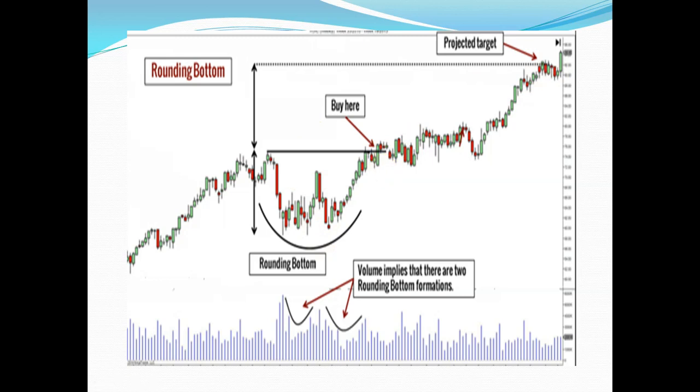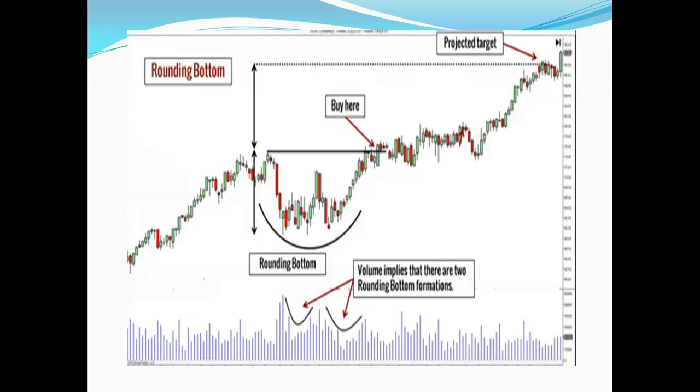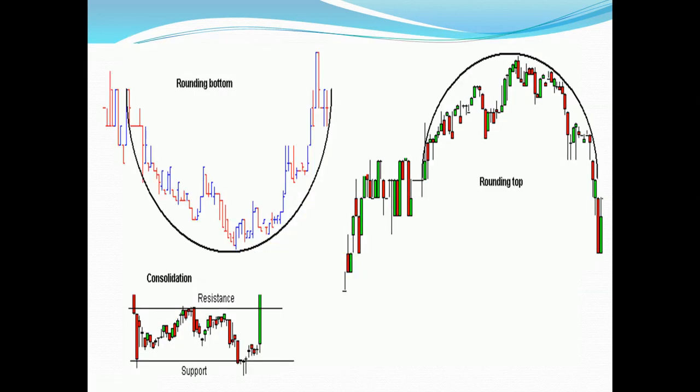This is rounding bottom. I have shown you rounding bottom and rounding top. I will show again. You see the price, you see volume has gone up and down, then again this is the rounding bottom, it has broken the neckline now, and the target is this. See the rounding bottom pattern.